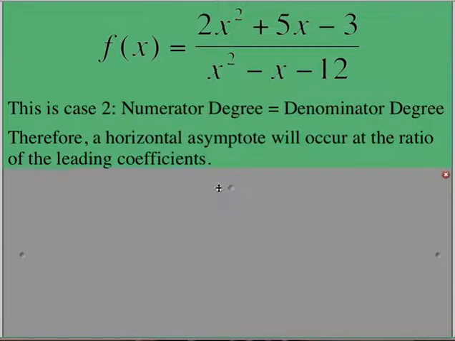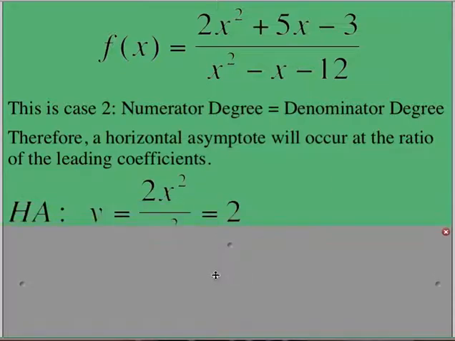And the horizontal asymptote is going to occur at the ratio of the leading coefficients. What I mean by that is just bring out the 2x² over the x² and then simplify it, and you're just left with 2. So we have a horizontal asymptote at 2. If this had been 2x², etc. over 3x², then the horizontal asymptote would have occurred at 2/3.